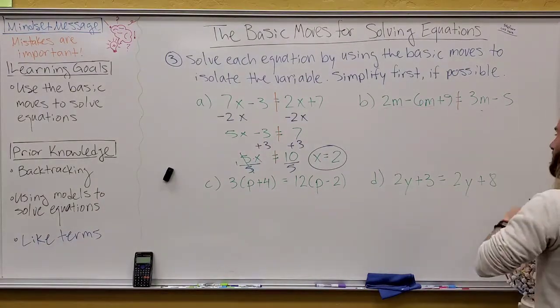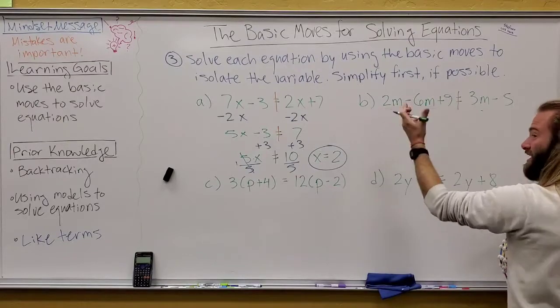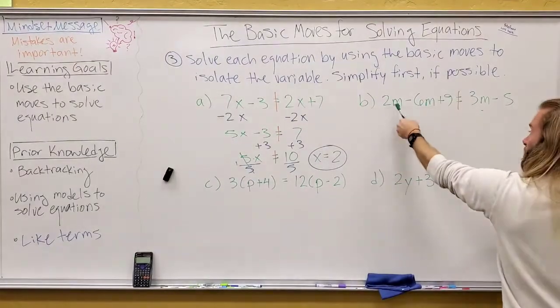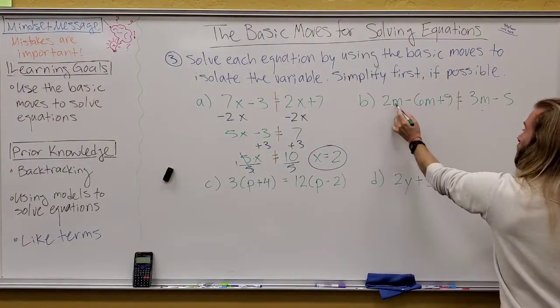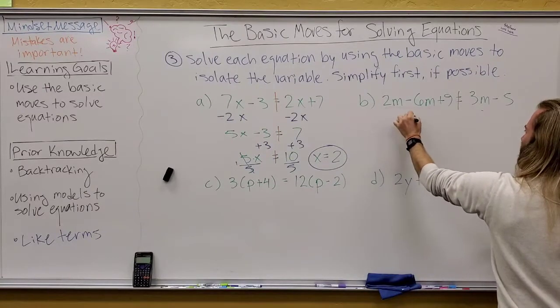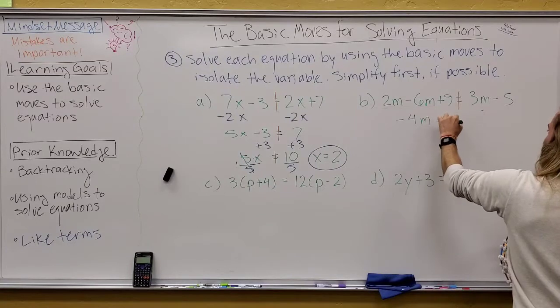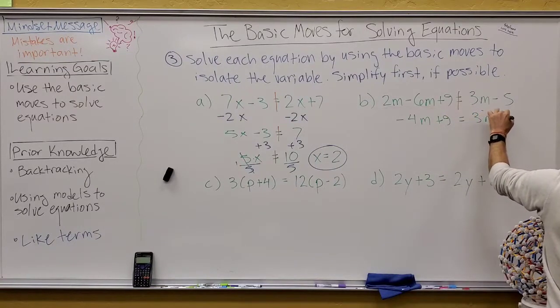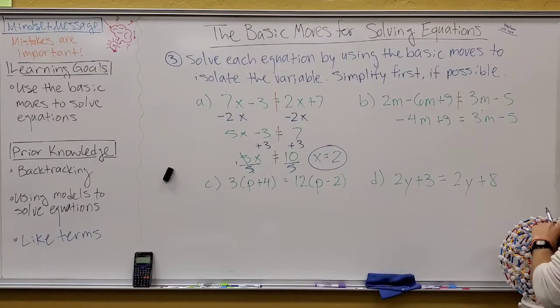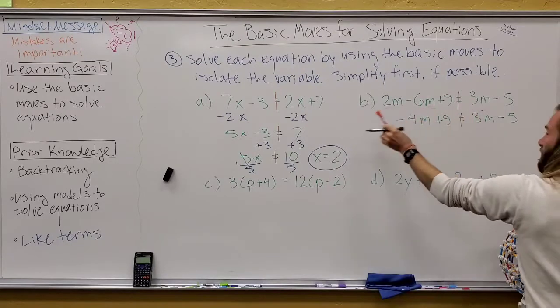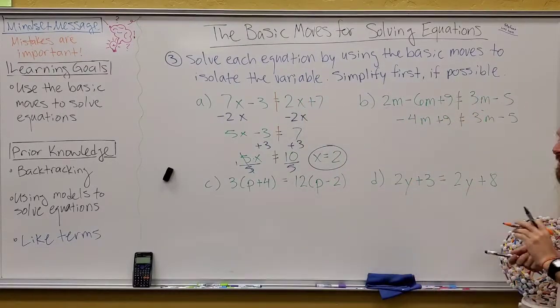So what we're going to do is, we're not going to do any balancing right now. We're just going to put these things together. 2m minus 6m is negative 4m plus 9 equals 3m minus 5. Now I can treat it like I did that one from the beginning.